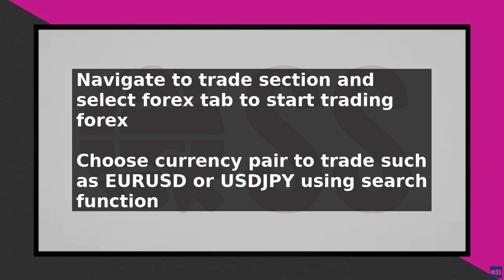To place a trade, enter the amount you want to trade and set your stop loss and take profit levels. The stop loss is the price at which your trade will be automatically closed if it goes against you, while the take profit is the price at which your trade will be automatically closed if it goes in your favor. Finally, click on the Buy or Sell button to place your trade.